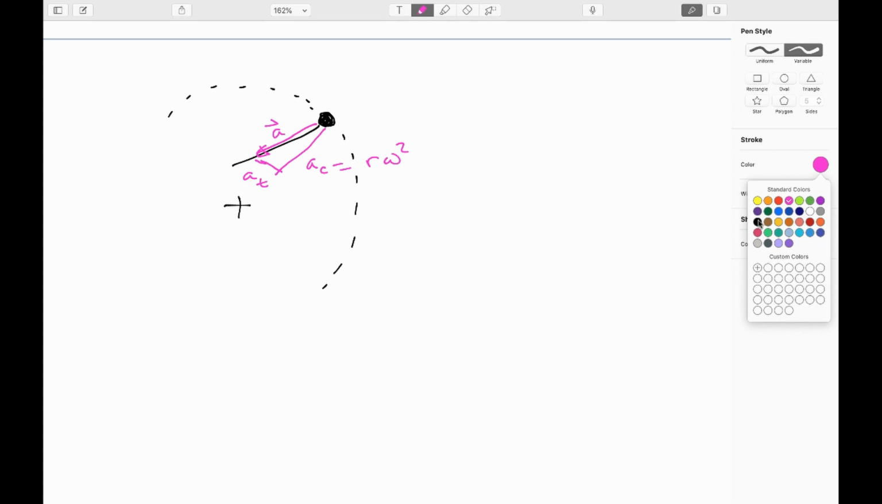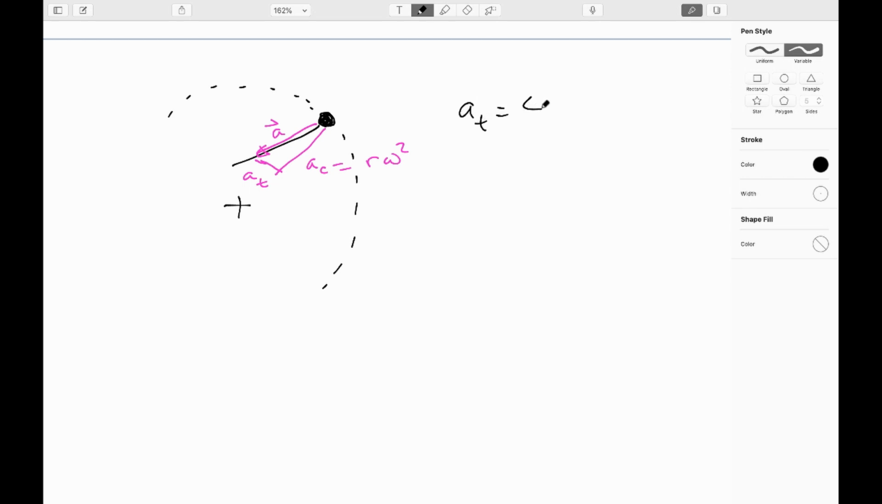The tangential piece of the acceleration is responsible for changing the speed. It's like the centripetal piece is responsible for changing direction. The tangential piece is responsible for changing speed. So its magnitude will be equal to the time rate of change of the tangential velocity, or the speed of the object.